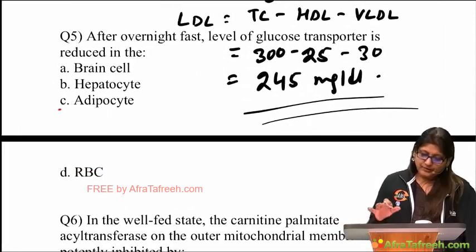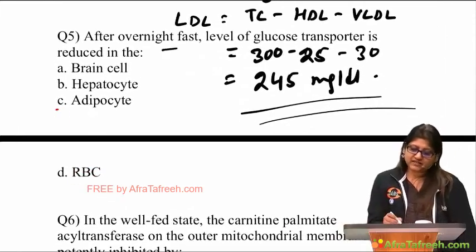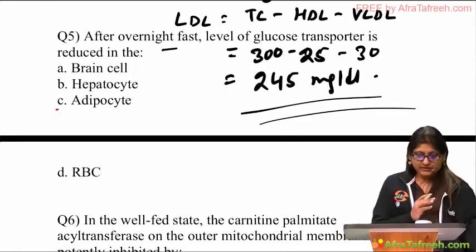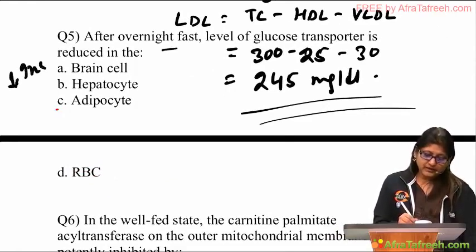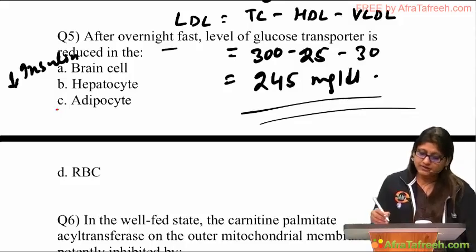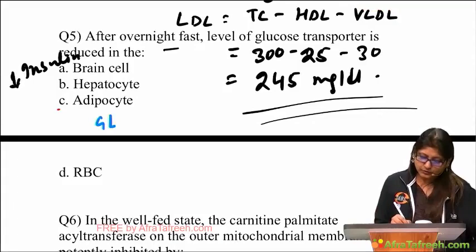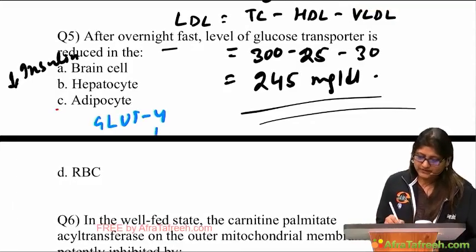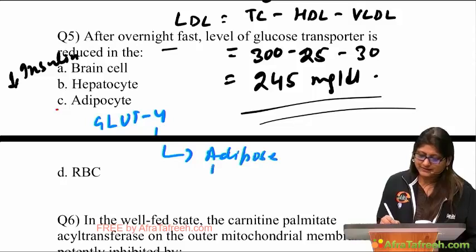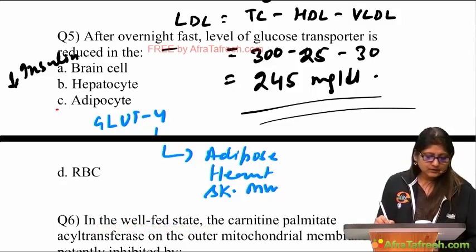Very good. Now coming to next question. After overnight fast, level of glucose transporter is going to reduce in. See, after overnight fast, insulin level will be high or low? Low. And insulin is needed for glucose uptake by GLUT4, which is present at adipose cell, heart cell, and skeletal muscle. And that is it.